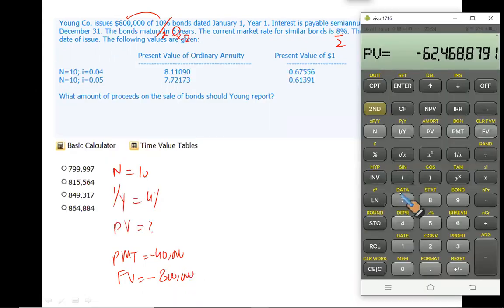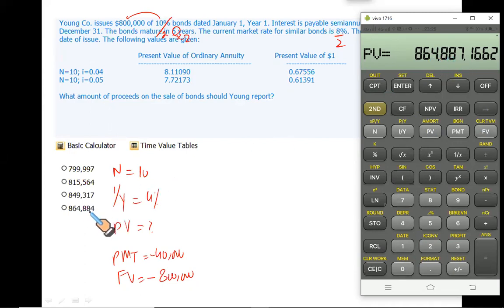So your number of periods is 10. 10 is equal to N. Interest rate per period is 4. Payment is going to be $40,000 negative. For the company, it's an outflow. Negative 40 is PMT. And $800,000 is the face value, negative 800 at the end of the 5th year or the 10th period, it's FV. So compute PV, it is 864,887.